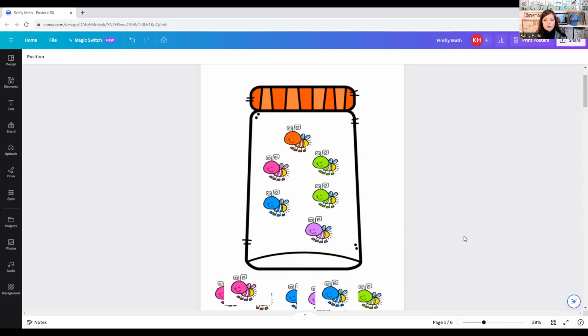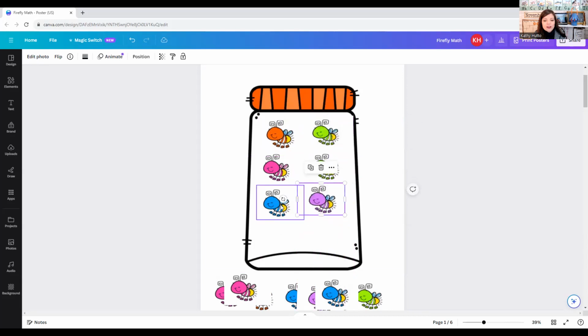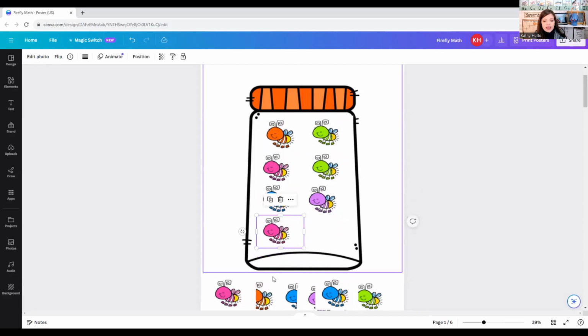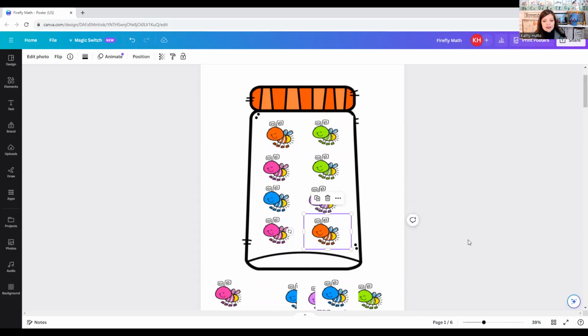1, 2, 3, 4, 5, 6. 5 plus 1 more firefly equals 6. Now I have 6 fireflies in my jar, but I want to catch some more fireflies. Gotcha. There's one, and gotcha. There's another one. I caught 2 more. How many fireflies are in my jar now? 1, 2, 3, 4, 5, 6, 7, 8. So 6 fireflies plus 2 more fireflies equals 8 fireflies. So that's how you can use this resource today for adding.